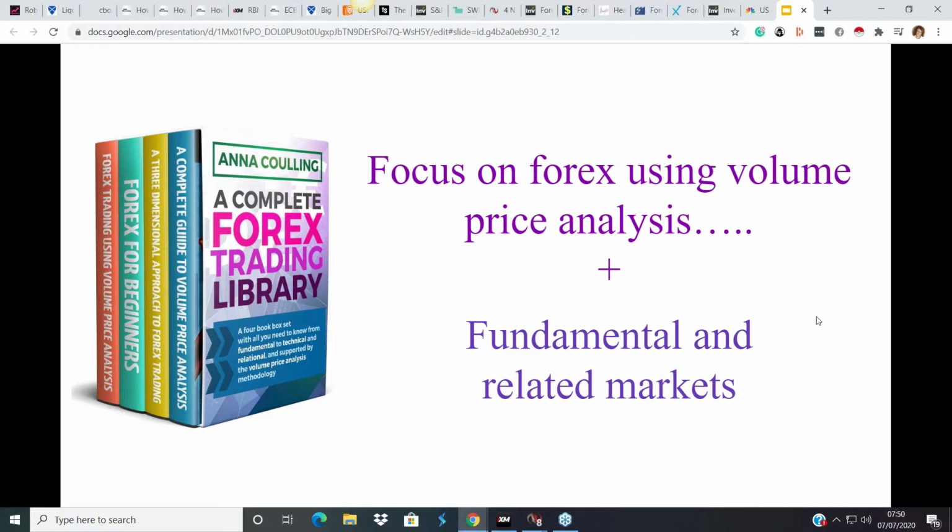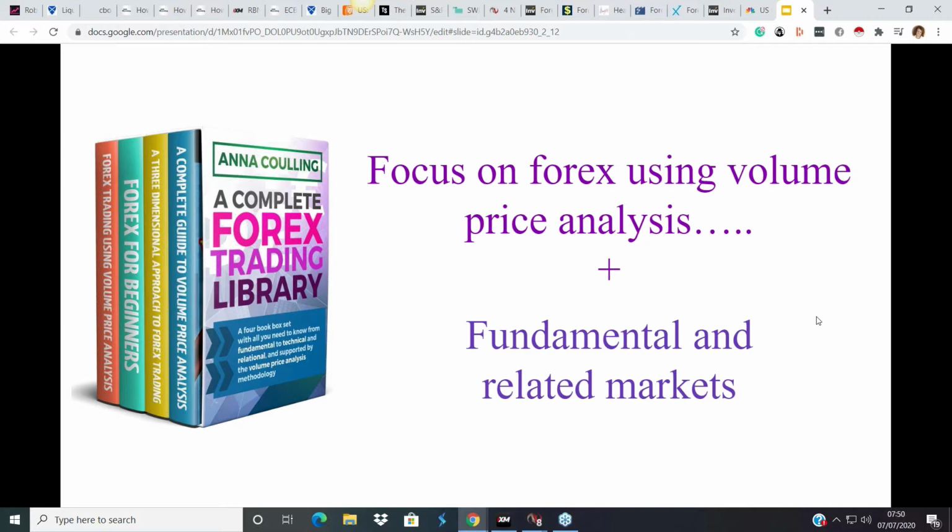But price doesn't move in a vacuum. It's driven by fundamental data, events, but also what is happening in other markets. This is what we mean by this 3D approach. We have to look across the markets. We have to do a little bit of cross-market analysis.